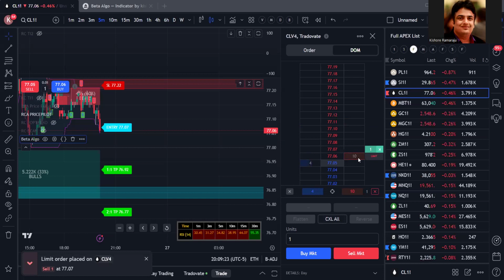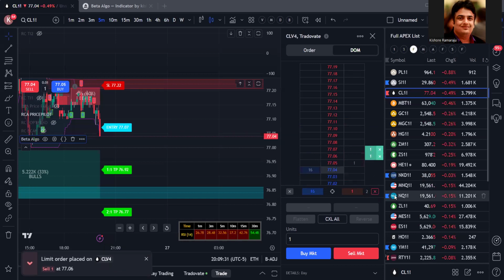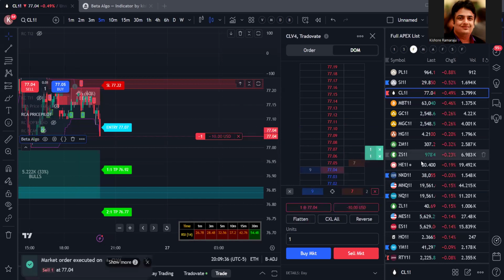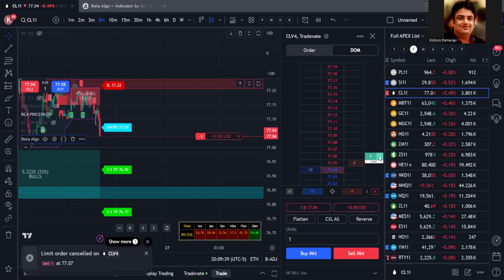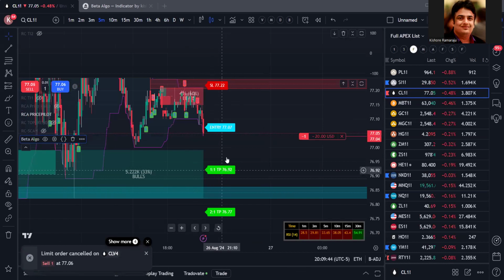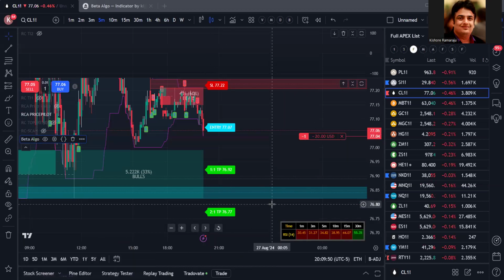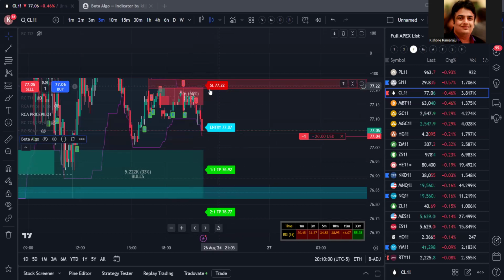I'm taking a short on crude oil. So our target is 76.92. This is our entry. Overall, this is bearish. So we are expecting that it will be around $150 if it goes to this point. This is our stop loss.